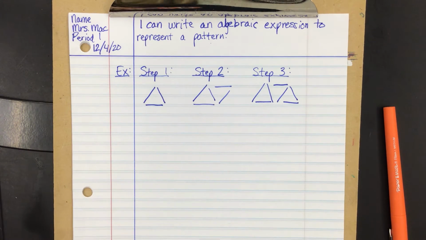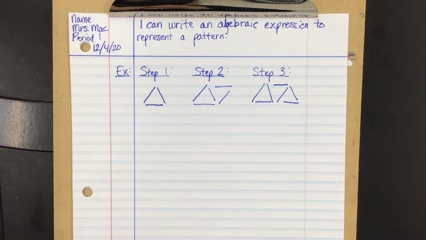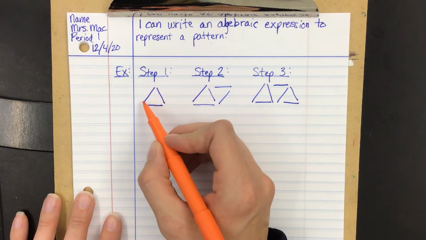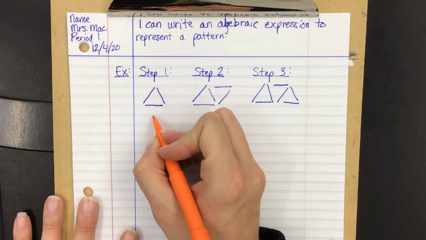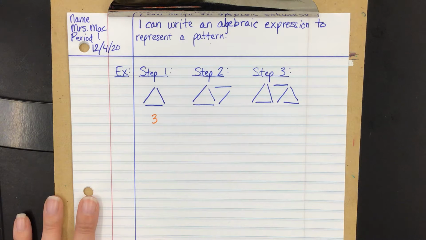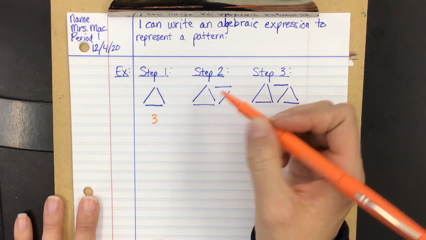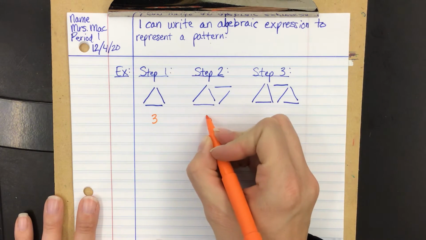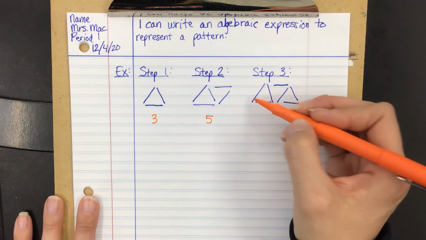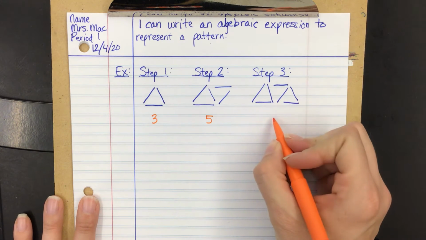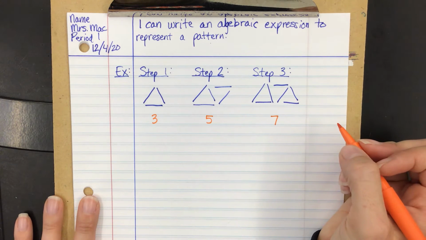Okay, so let's talk strategy. The first strategy I would put into place is counting out how many toothpicks are in each step. So I would go to step 1 and I could see that there are 3 toothpicks that make up that pattern. Then I would go to step 2. I would count these up, and I would see that this is 5 toothpicks. Then I would come over here and count these up, and I would say that this is 7 toothpicks.